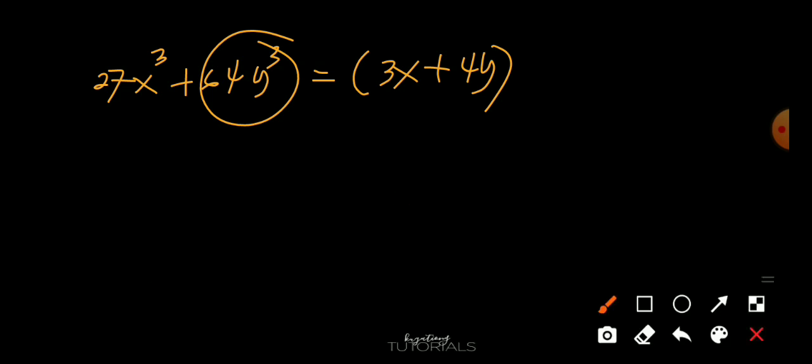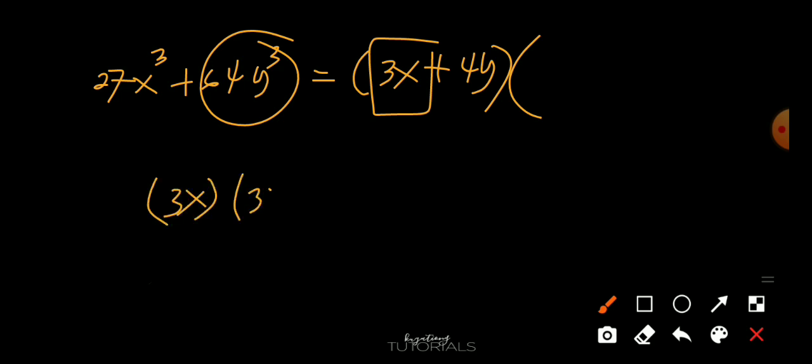Next we go to the second term. The next thing to do is square the first term. That means 3x times 3x, so that is 9x squared. Copy 9x squared.